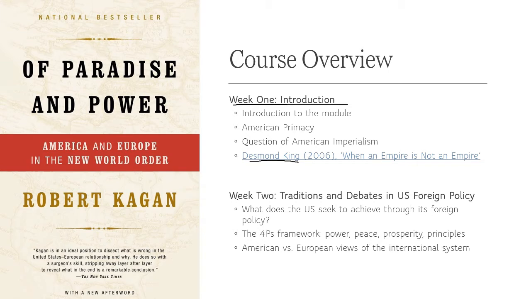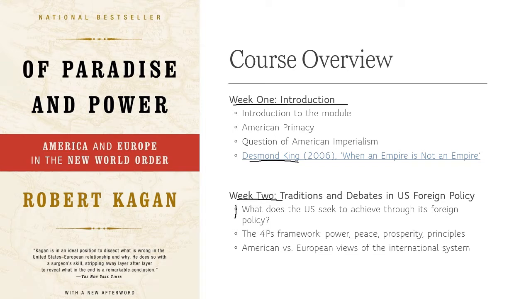Now in week 2, and I apologise these lines aren't particularly straight, when we move into week 2, which is traditions and debates in US foreign policy, we'll be starting to explore some of the traditions and core debates across time that relate to all elements of US foreign policy. In particular, we'll look at what the US essentially tries to achieve through its foreign policy.